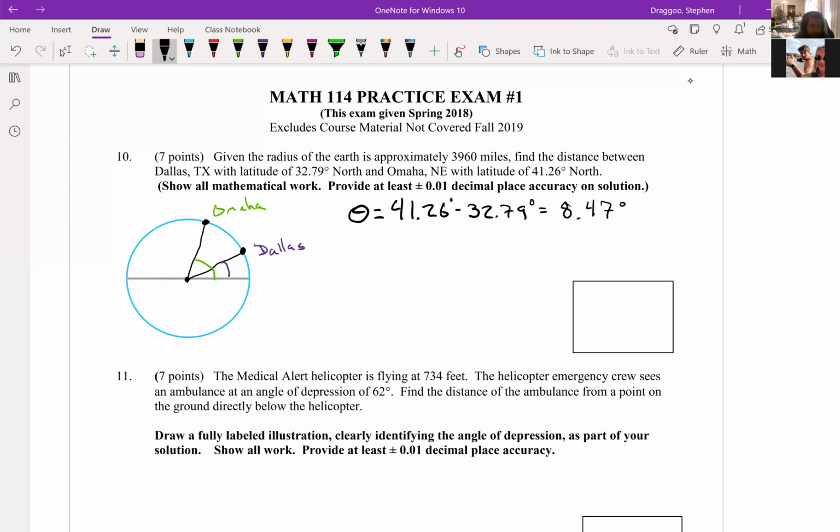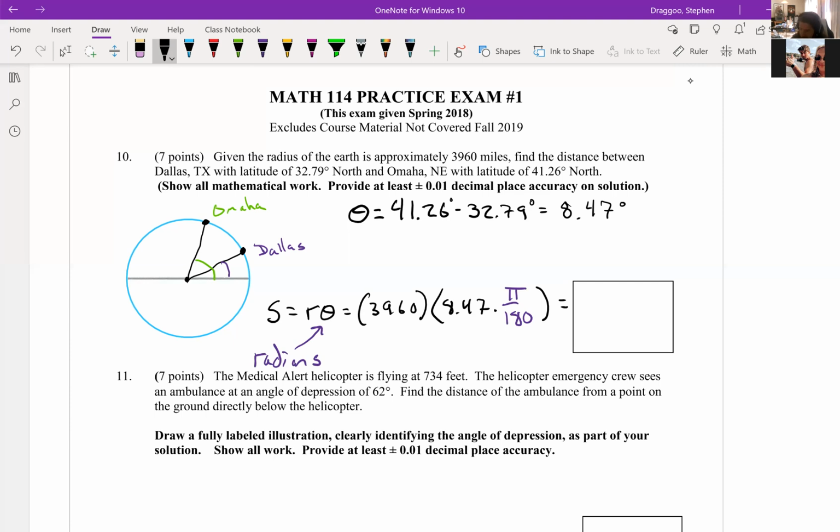So now that we have our angle in degrees, we want to find the actual arc length, S. And S is equal to R theta, where R is 3,960. Theta is 8.47 degrees times a conversion factor of pi over 180, because it's very important that theta be in radians. Otherwise, this whole formula doesn't work if I keep theta in degrees. But we can take all that to the bank. And by the bank, I mean a calculator.